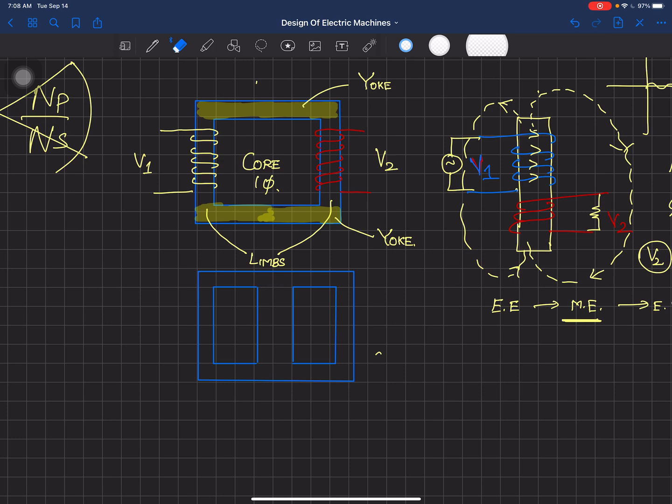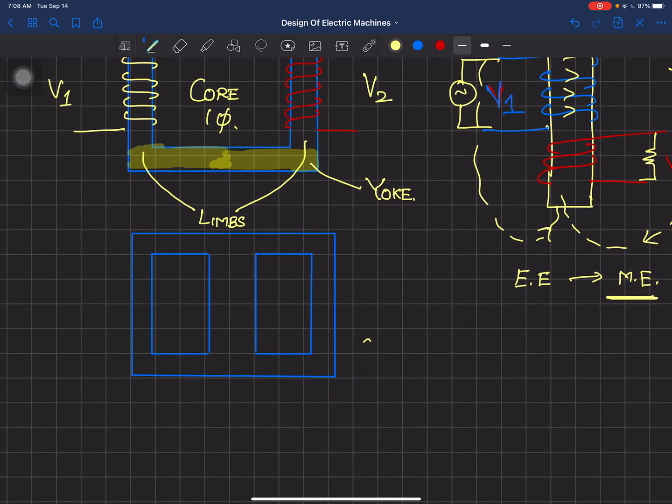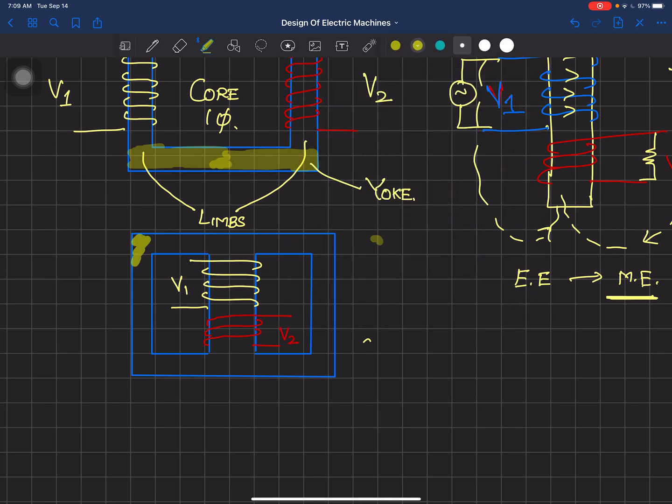Now over here, this is very important. If you are seeing it, the winding is going to be done on the central limb. This is my V1 winding, and V2 winding is going to be done here. This is V2, and certainly this is V1. So this is a shell type transformer, and the yoke portion is this portion. All of this is the yoke portion.